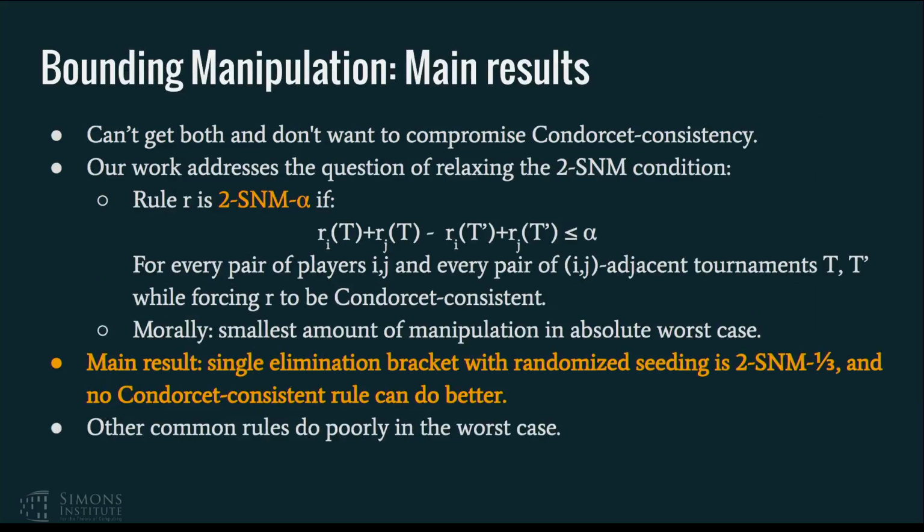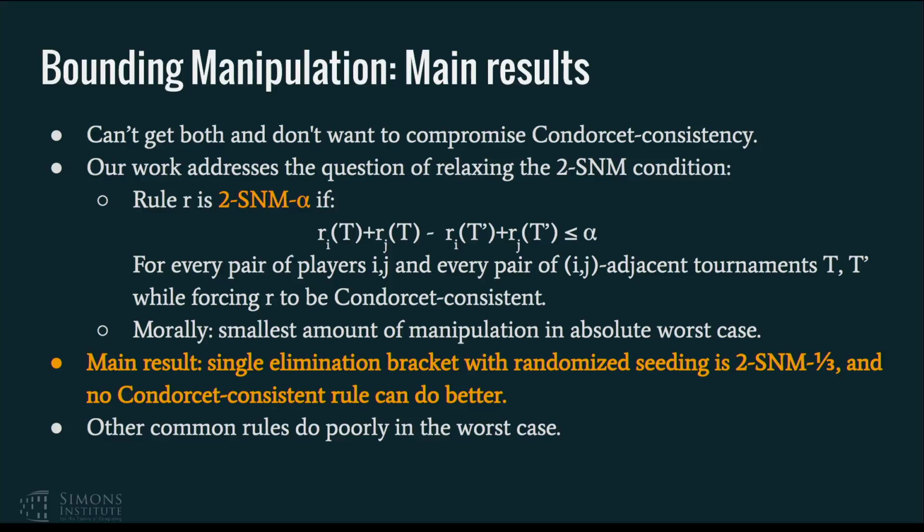Okay, so bounding manipulation. As I said, we can't get both Condorcet consistency and 2 S&M, and we really don't want to compromise on Condorcet consistency. You couldn't imagine the World Cup or the Olympics having someone beat everyone else and then not getting the gold medal. So our work addresses the question of relaxing the 2 S&M condition in a sort of worst case manner.